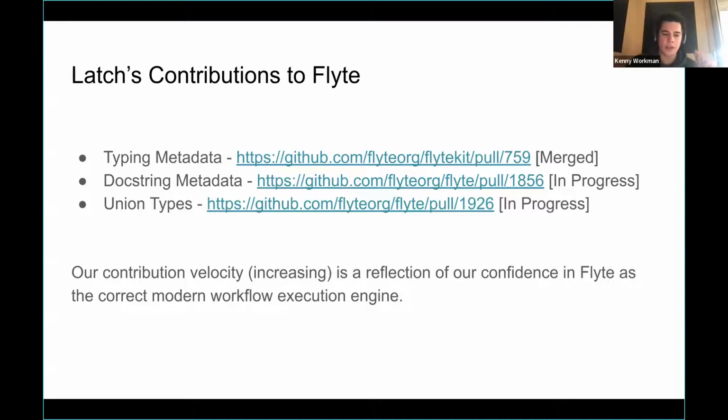We've contributed typing metadata, Docstring metadata, and Max is still finishing up union types. But we'll dive into Docstring and typing metadata in a second. Union types are, as you would imagine, optionals, some union between none and some other arbitrary type, which is really important for us to make sure that we can catch null or none values before they hit the workflow.